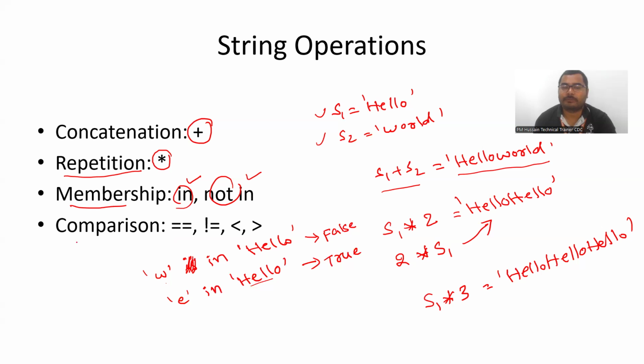Sometimes you can even use the comparison operators: equal to, not equal to, less than, greater than, between two strings. If you want to compare two strings, then you can use the comparison operators. If you want to check whether two strings are equal, you can use double equal to. If you want to check both are not equal, then you can use the not equal to. If one string is less than the other string, or greater than the other string, then you can use the less than or greater than operators here. Now these less than and greater than operators will check the ASCII number of each character sequentially. Based on that, it will give you the output. Okay.